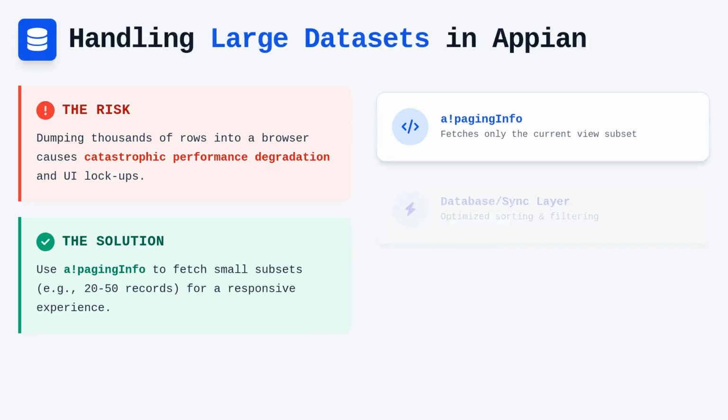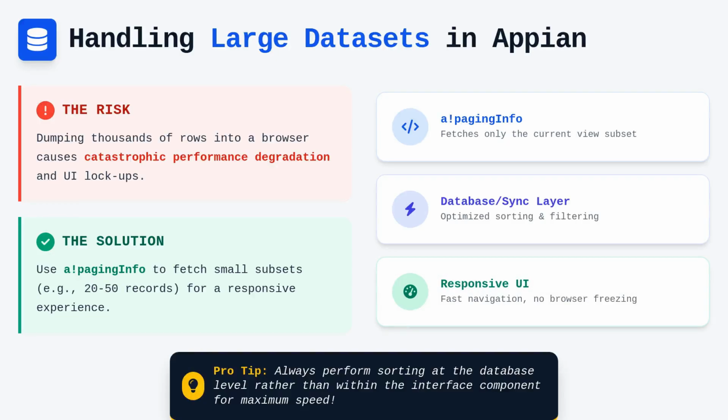You should also consider the user's need to sort or filter this data. By enabling grid-level sorting, you allow the engine to perform these operations at the database or sync layer level, which is substantially faster than sorting within the interface component itself.